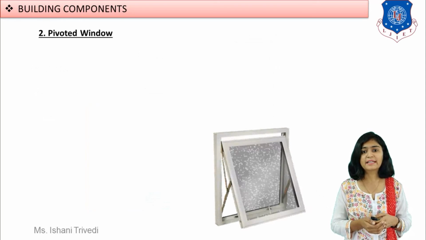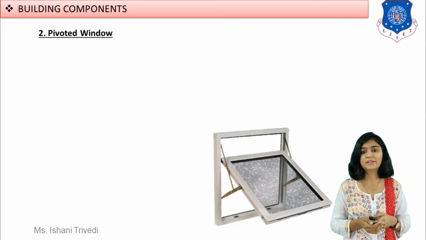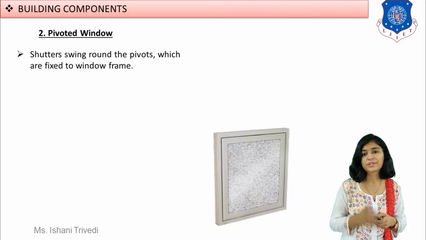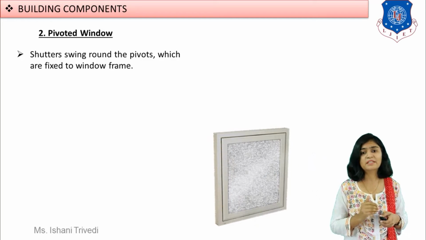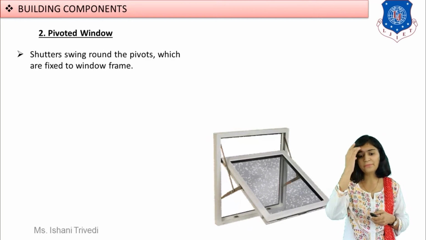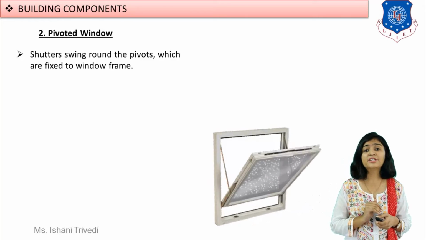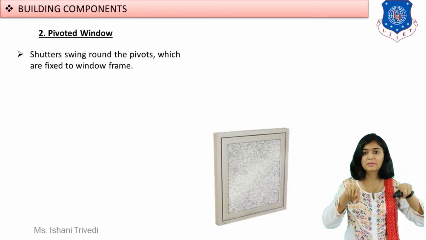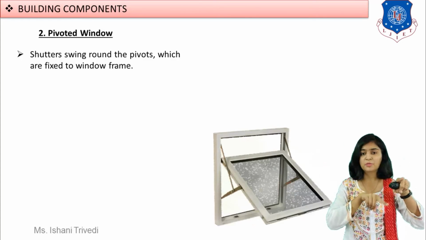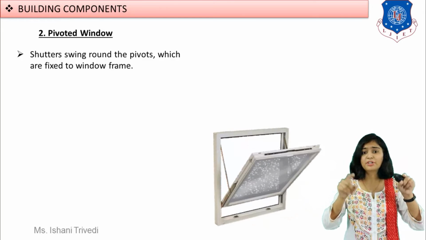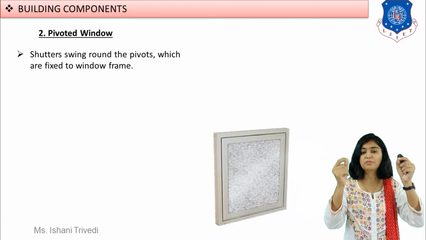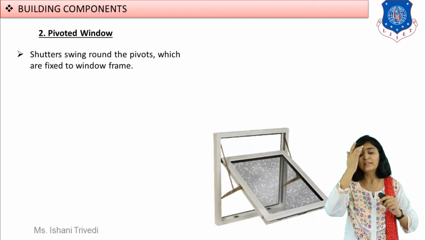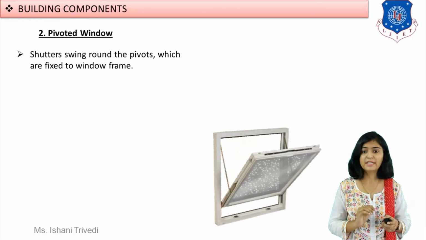Moving forward to the second type of window, that is pivoted window. What is pivot? Now look at the image flashing over here. It is not an image, it is actually a small clip which you can see. Can you see it is hinged, it is pivoted. You can see that you have the frame, the vertical portion is the frame, you have top rail, you have bottom rail, and then you have stiles, but you can see that it is pivoted. With that hinge, it is opening and closing. This type of window is known as pivoted window.